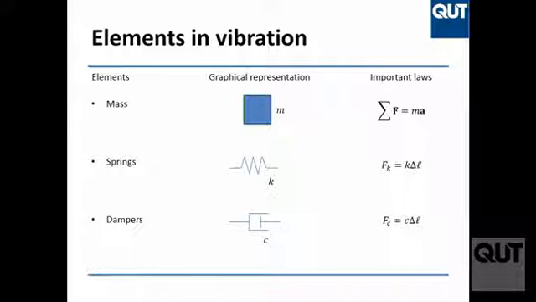That's the mass of the system, okay? That constitutes the mass. Springs, that looks like it. And dampers. Okay? What's a damper? Well, you know, the thing you have in front of your bike if you have a fancy bike. Okay? And we'll see what dampers do exactly.